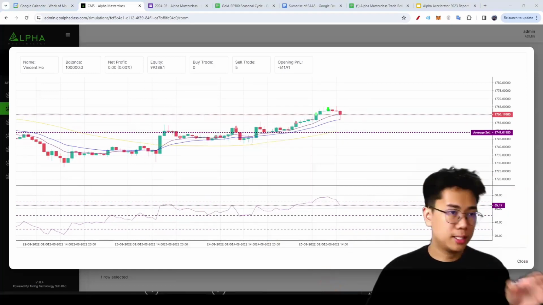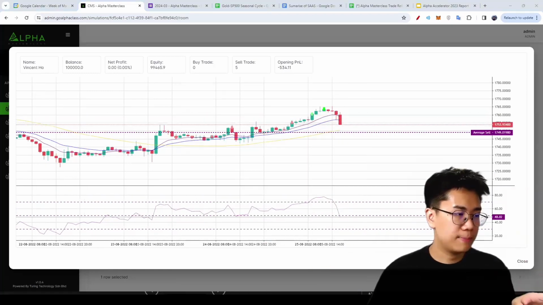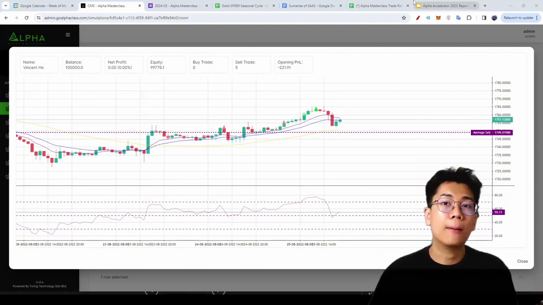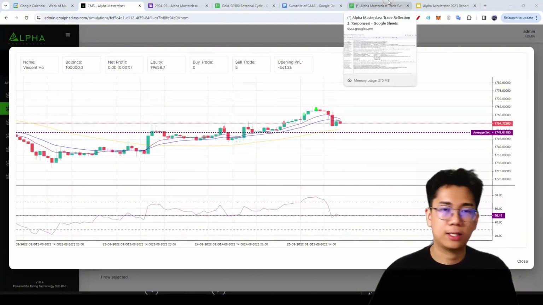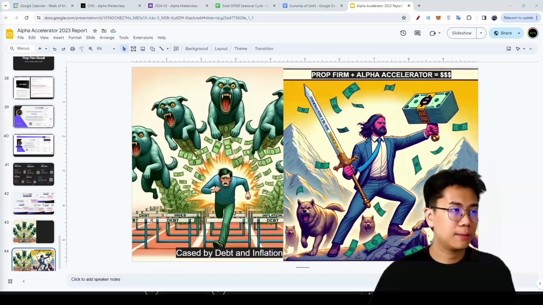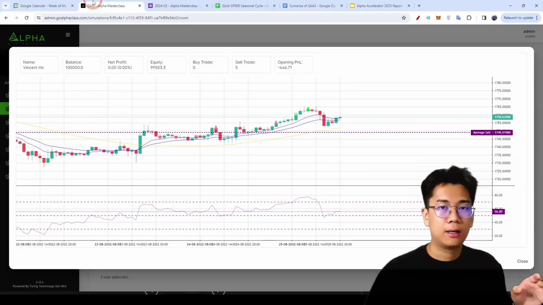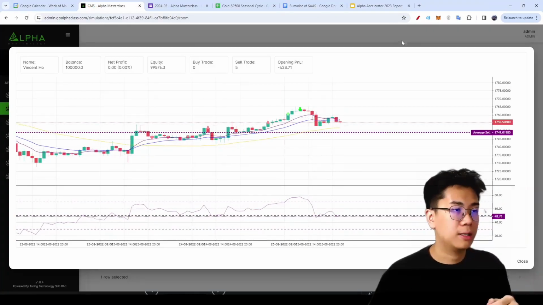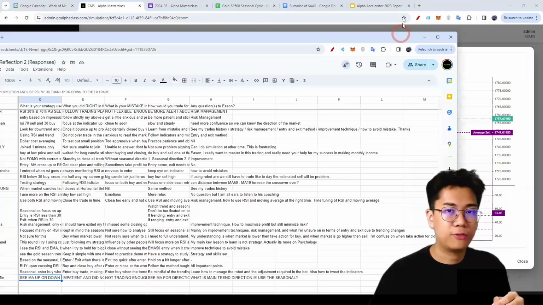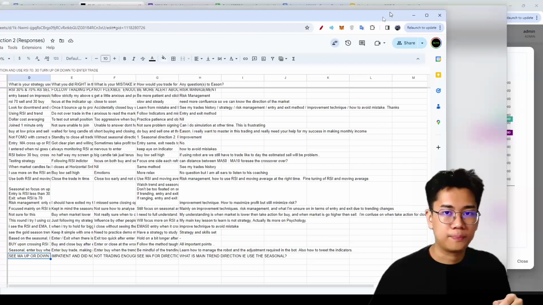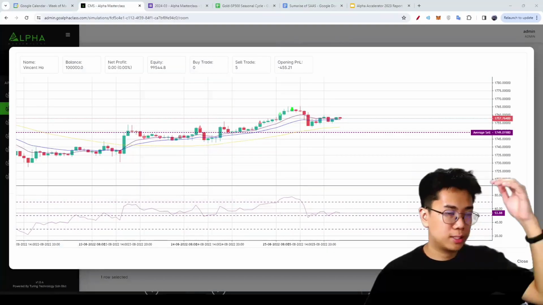So in the meantime, if you guys face any problems or challenges while trading, ping in the chat box. Let's say I need help. Then I'll get you help. In the meantime, yesterday you guys have been asking a lot of questions in the chat box, right? In the trading reflection form here. So what I will be doing is I will go through this and answer your questions one by one.